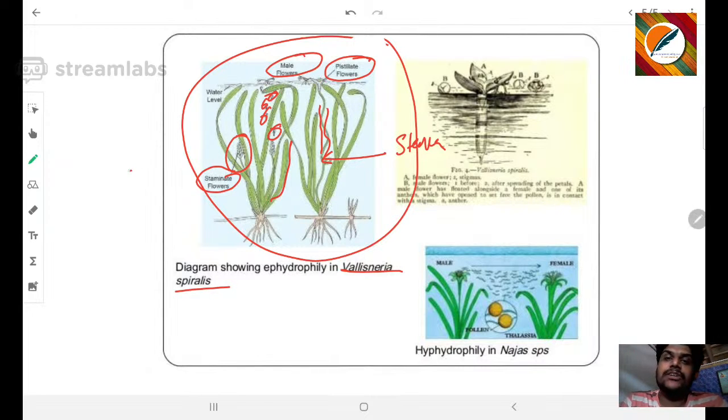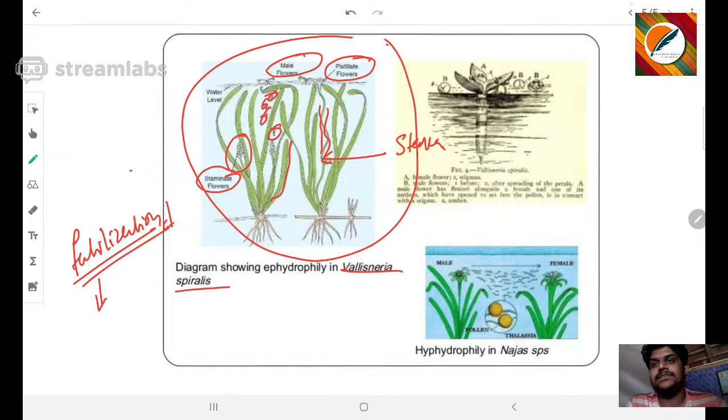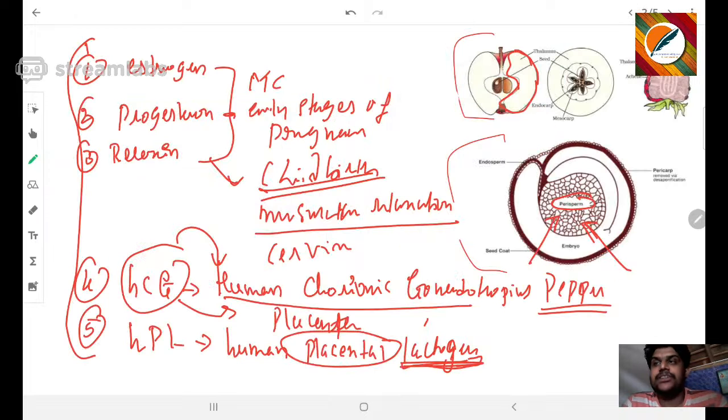You know that whenever this type of external fertilization takes place, there is less chance of fertilization happening. So that's why a large number of gametes and anthers are released in the water body, on the surface of the water body. So there will be more chance of fertilization taking place, right? This is how the Vallisneria pollination takes place, mainly cross pollination.